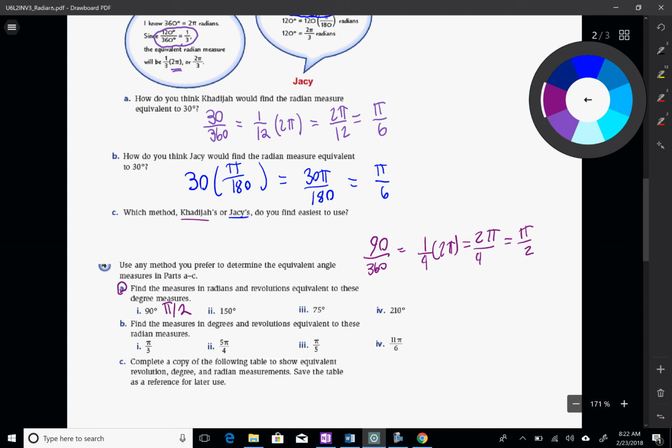Then I'm going to use Khadija's method again for part 3. So 75 degrees out of 360. That simplifies to, 75 divided by 15 is 5, and 360 divided by 15 is 24. So that would be 5 over 24ths times 2 pi, which gives me 10 pi over 24, which simplifies to 5 pi over 12. So that's Khadija's method. If you prefer to use JC's method, I'm going to do the other two by JC's method.